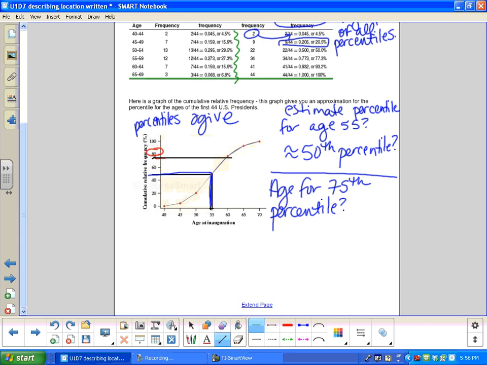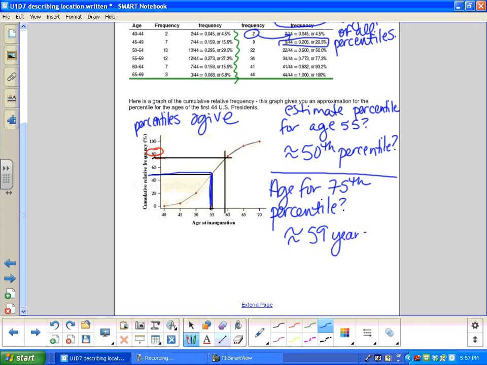And I'm going to come over and come down here. It might be helpful if you use a ruler when you're doing this. I'd say it's about 58, 59 years old. So you would say approximately 59 years old. It's just going to be an approximation. But that's how you're going to figure it out, is you're going to make lines like that on your ogive.